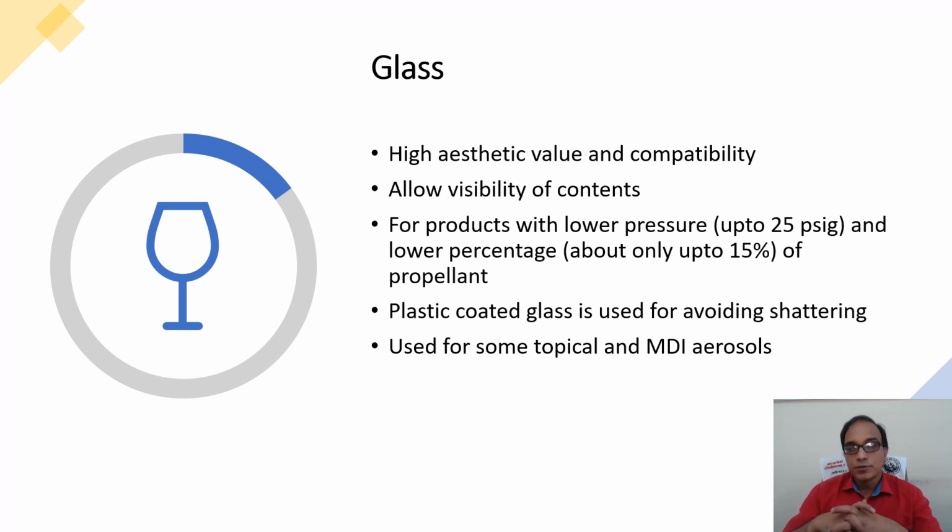They are used for some topical and MDI, metered dose inhaler, aerosols. We will be covering this. What is a metered dose inhaler? Basically, it is about metering the dose, so that each and every time a dose is delivered, it is metered. If, for example, only 20 microliter is to be delivered, only 20 microliter will be delivered, not 21 or 22. The precision is very good in the case of metered dose inhalers.